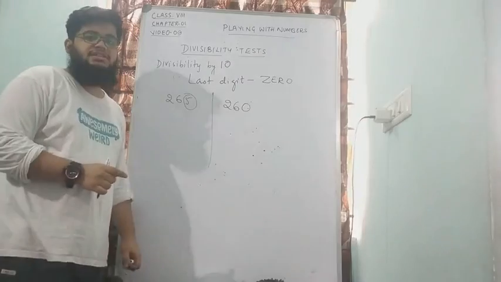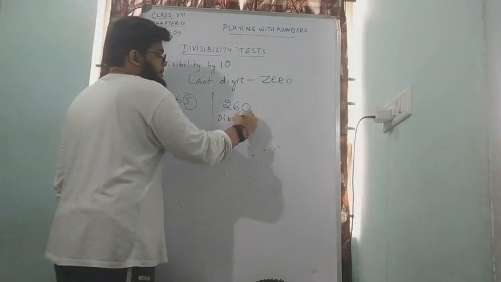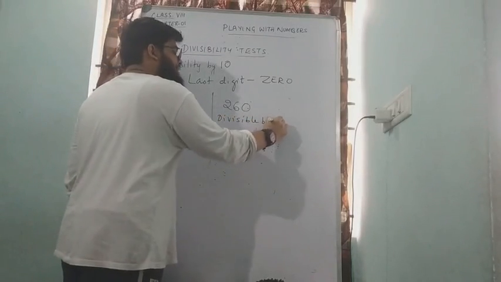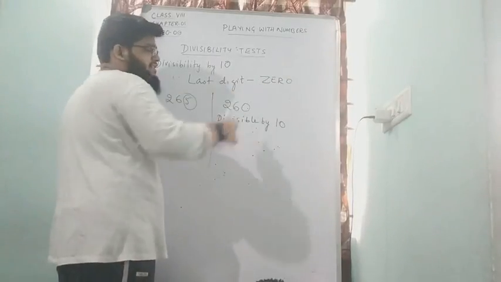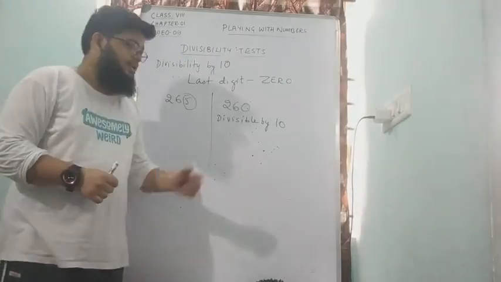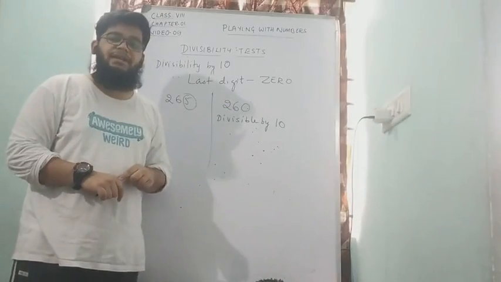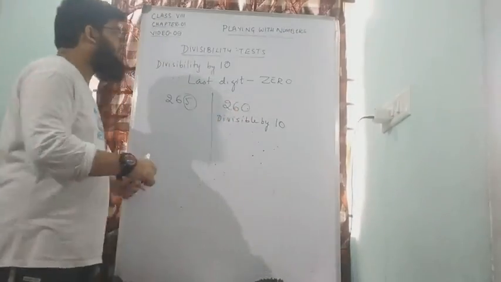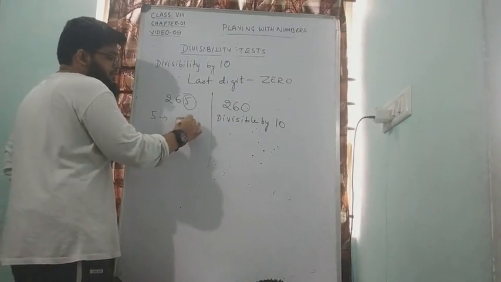260, what do you think this is divisible by? So this number is divisible by 10. Why is it divisible by 10? Because the last digit is 0. But you may say, this number is also divisible by 5. Why is this number also divisible by 5? Because according to the rule for divisibility by 5, the last number has to be 0 or 5.